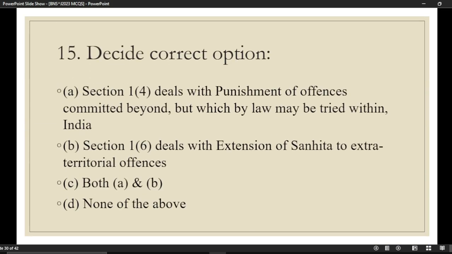Question 15. Decide the correct option. Section number 1, clause 4 deals with the punishment of offences committed beyond, but which by law may be tried within India. Option B. Section 1, clause 6 deals with the extension of the Sanhita to extraterritorial offences. Option C. Both A and B. Or is it option D, none of the above? And the correct answer to this question will be option number A, that is section 1 clause 4 deals with the punishment of offences committed beyond but which by law may be tried within India.